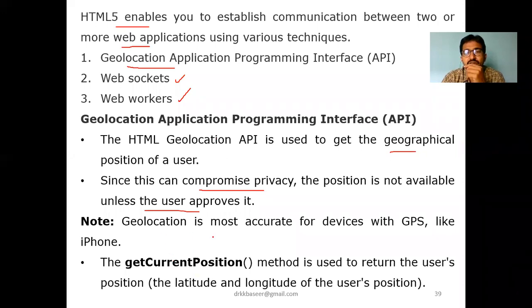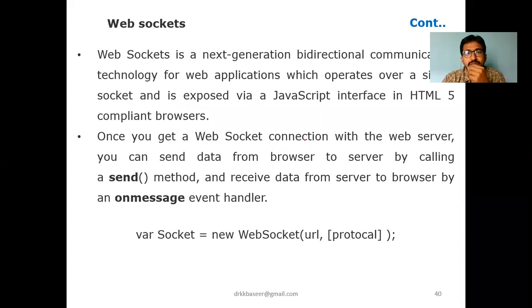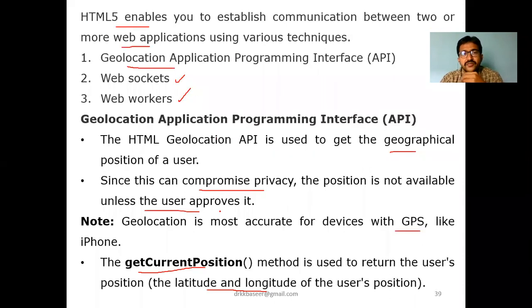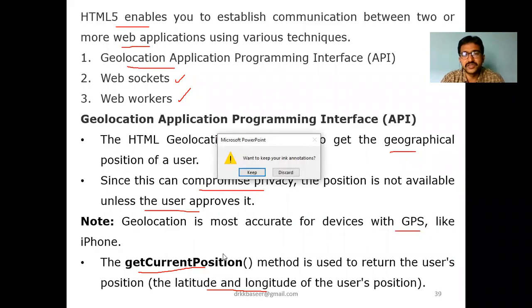Now geolocation is more accurate for devices with GPS systems, like iPhones or smartphones. Now, how to get that? The method we use to know your current position is getCurrentPosition. The getCurrentPosition method is used to return the user's position in the form of latitude and longitude. Based on that latitude and longitude, the current location will be determined. Let me see an example in geolocation.